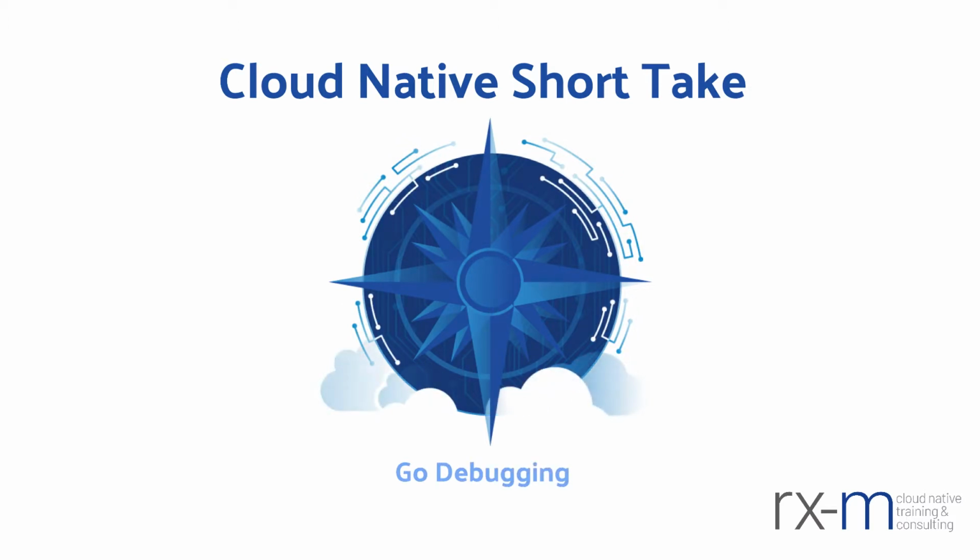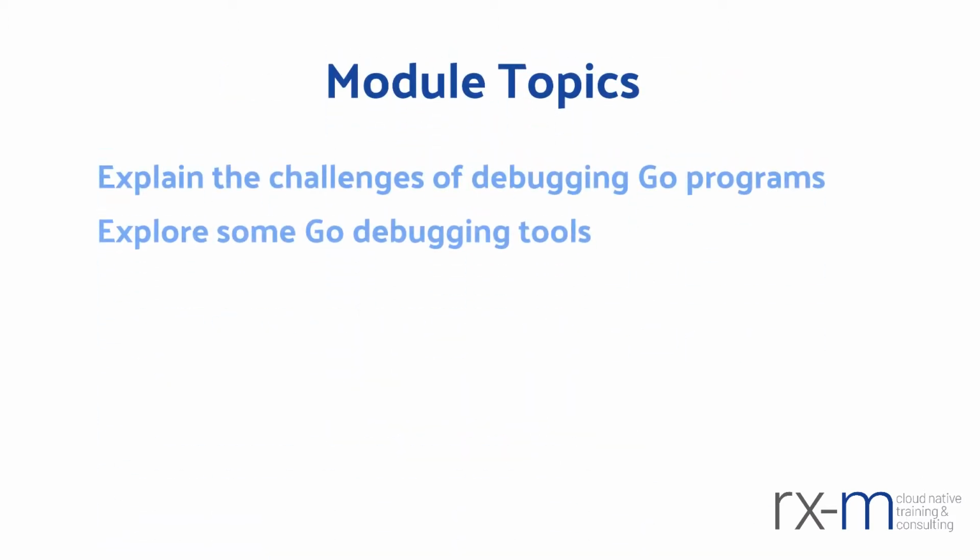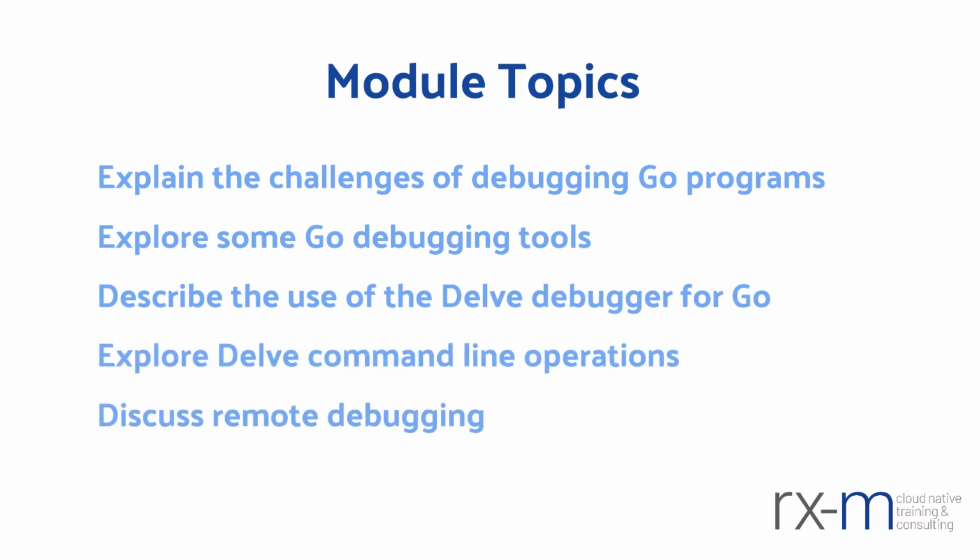I'm Ron Petty. In this short take of the RxM Go Observability module, we're going to have a look at Delve, the Go debugger.